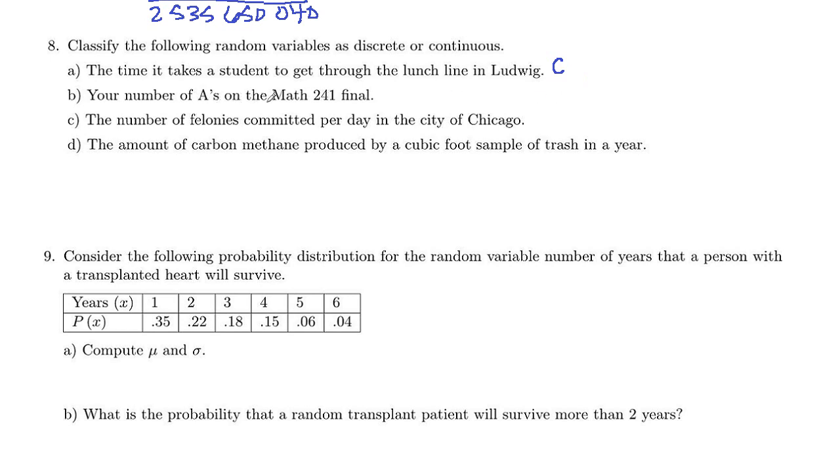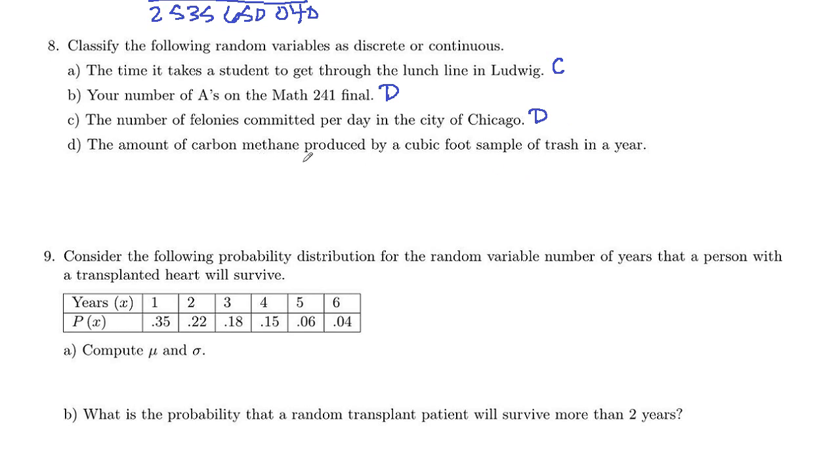The number of A's on the Math 241 final. So you could have 0 A's or 1 A or 2 A's. Those are countable. So that's discrete. Number of felonies committed per day in the city of Chicago. 1 felony, 2 felonies, 10 felonies. Those are countable. That is discrete.